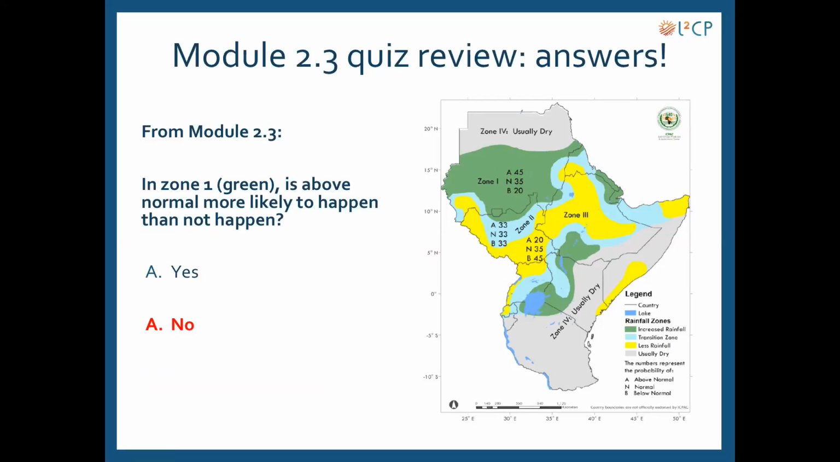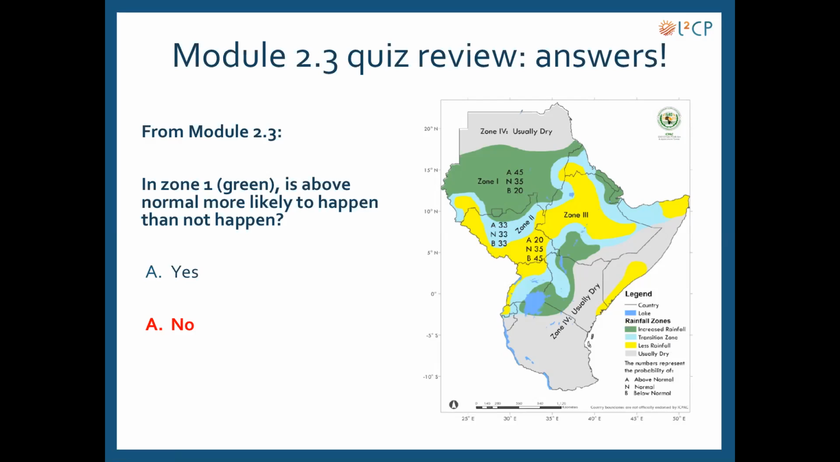Okay, question 2. Looking at that same zone, is above normal more likely to happen than not happen? So what I'm asking there is, what's more likely, above normal or something else? Now, something else would be normal or below normal. So we know all of those probabilities add up to 100%. There are different ways to work that out. One, you could say, well, above normal is 45%, and everything adds up to 100%, so everything that's not above normal must add up to 55%. So 100 minus 45. Or you could say, what's the probability of normal or below normal? And you can calculate that by adding those. So 35% for normal, 20% for below normal would total up to 55%. So the answer there is no.